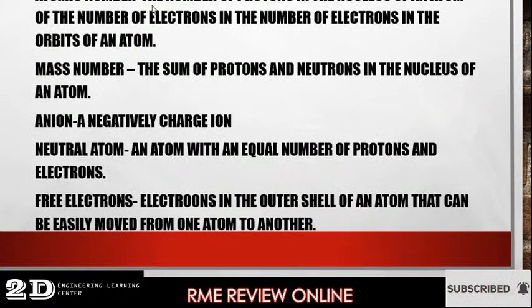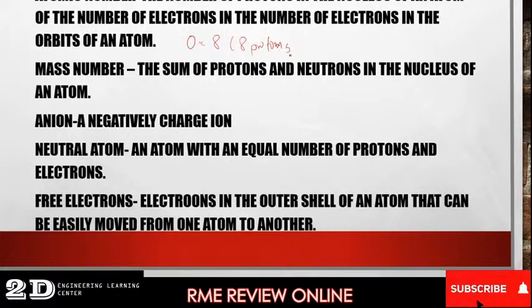They have the atomic number. The atomic number is the number of protons in the nucleus of an atom. It is also equal to the number of electrons in the orbits of an atom. For example, ang atomic number ng oxygen is 8. The 8 stands for, ang oxygen merong 8 na protons, and the number of protons is also equal to the number of electrons. So meron itong 8 electrons. Yan yung ibig sabihin ng atomic number.